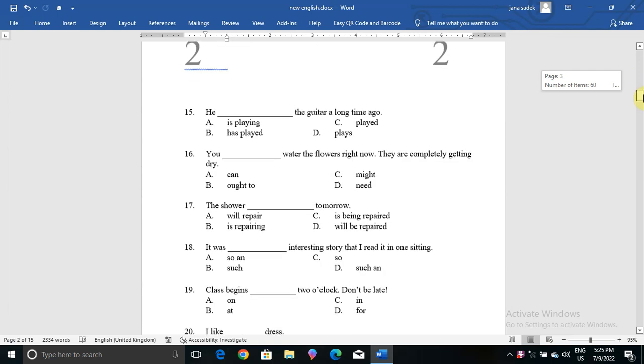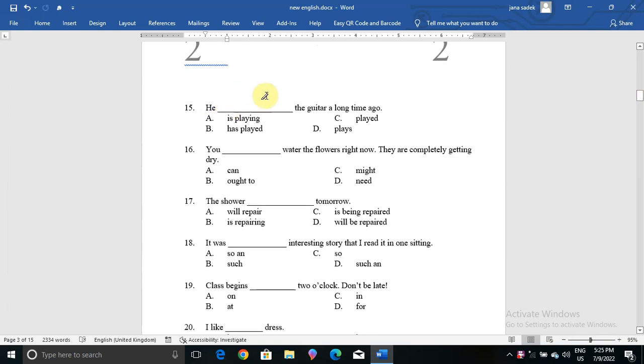Now in question number 15 it says, he dashed the guitar a long time ago. Is playing, has played, played, or plays. First of all, a long time ago is past tense, right? And the past tense verb that we can use here is has played. So the correct answer for question number 15 is B, has played, something past.